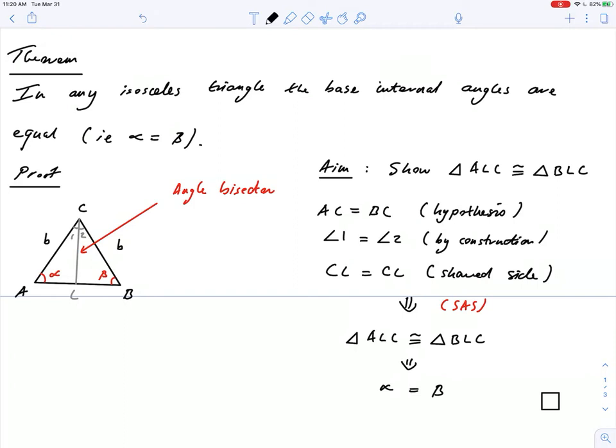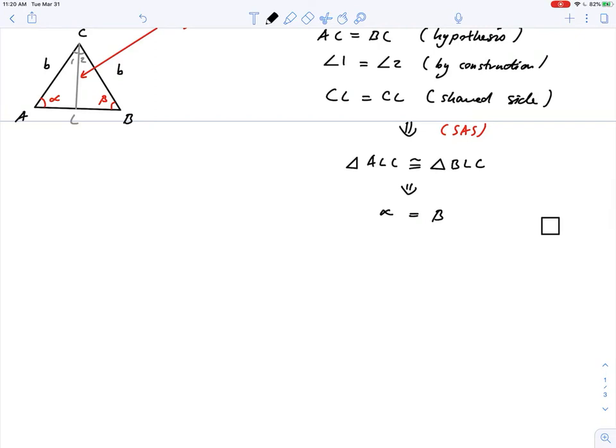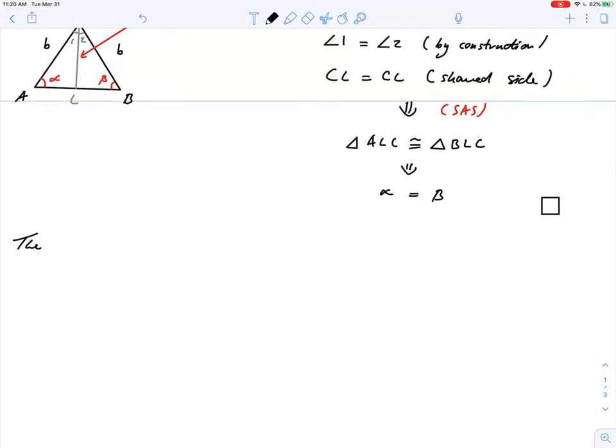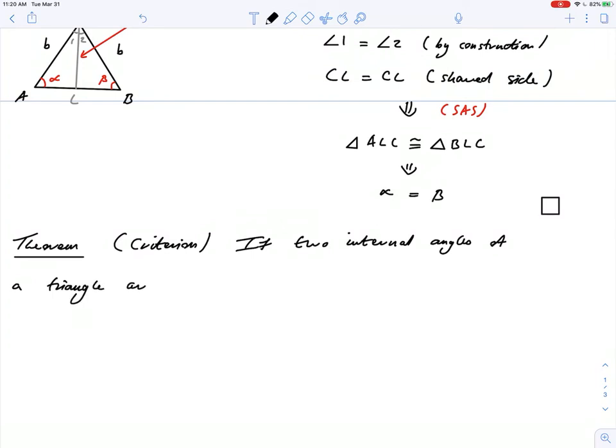So, isosceles triangle, the two base angles are the same. So let's think about this in reverse. So theorem. This is going to be a criterion, in the sense it's going to give us a way to check if a triangle is isosceles. So if two internal angles of a triangle are equal, then the triangle is isosceles.